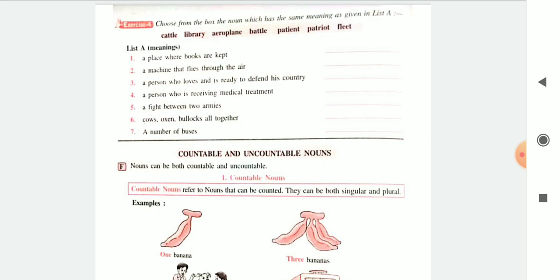Exercise 4 is more of a fun exercise where you just have to use the words which are given up on the top in the blanks here, depending on what you feel. Like, let's take the last one, a number of buses. Buses put together it is called a fleet. So here you will write the word fleet.